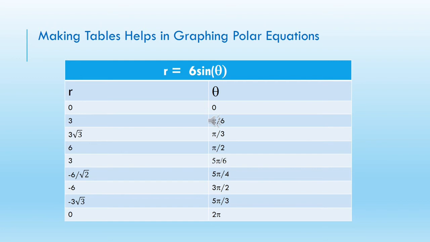At 5 pi over 4 down in quadrant 3, sine is equal to -1 over the square root of 2. So multiplying that by 6 gives us -6 over the square root of 2, which is approximately -4.24. And 3 pi over 2 is at the bottom of the circle, sine's equal to -1, so 6 times -1 is -6. And by the time I rotate back to 2 pi, sine is 0 again, and I will be back to the origin.